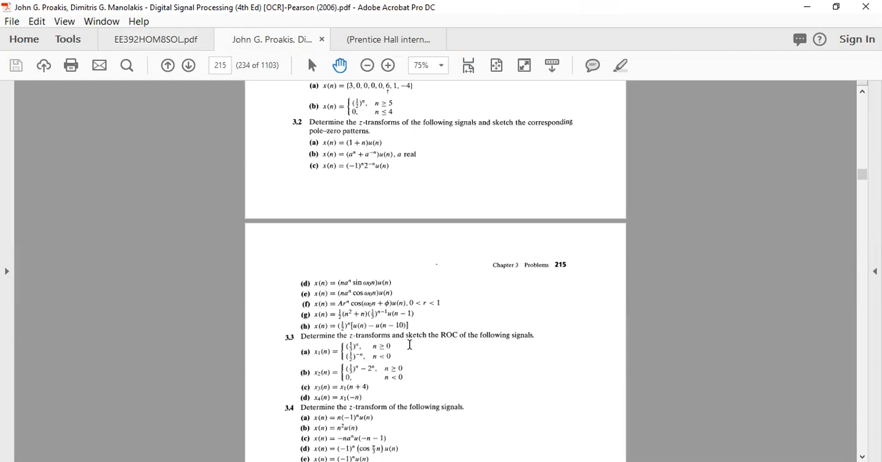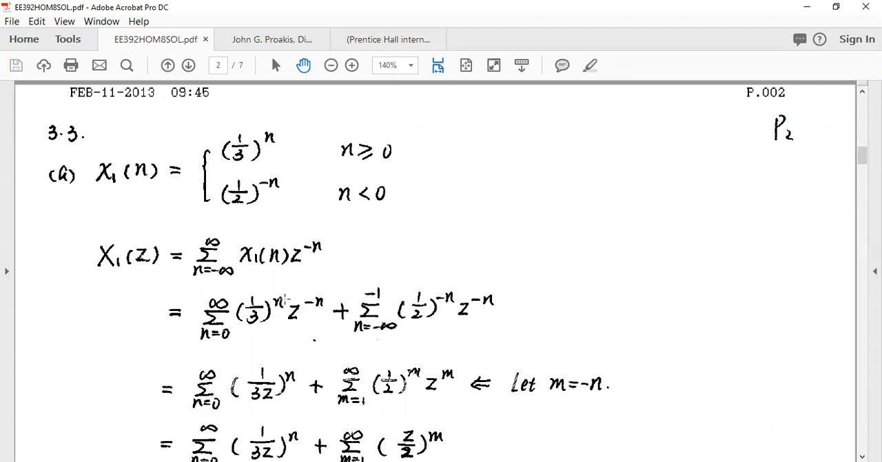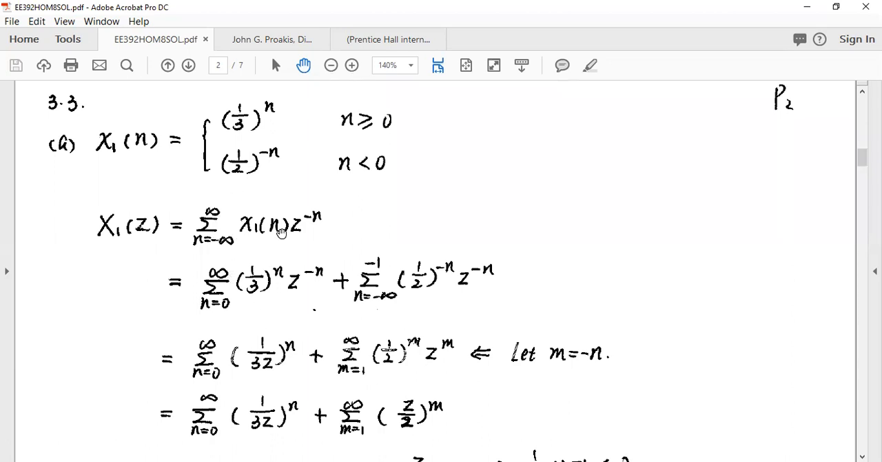The question says to determine the Z transform and sketch the ROC of the following signals. Again, it does not say whether to use the definition or the Z transform properties, so it's totally up to you. In this case, we can split this into a summation starting from 0 till positive infinity for 1/3 to the power of n, while the summation for the other part would start from -1, because 0 is included for the upper sequence. It will start from -1 and be summed until n is equal to -infinity.